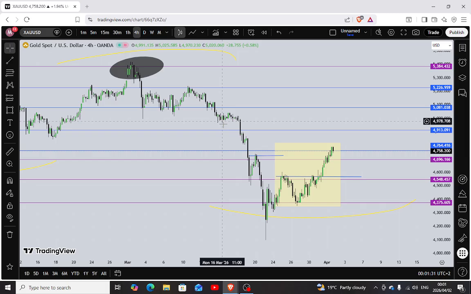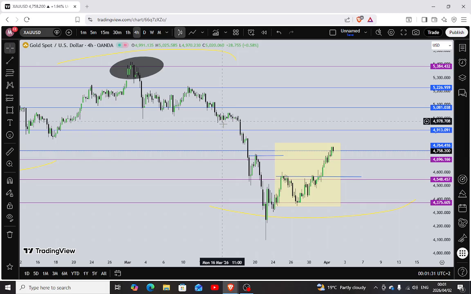So if anything, you wait for support and then a retest of this area again, because more than likely it will come back to test those areas again, right? So you just wait for that and then you take your sell. Let's try to find a position where it was like that. Let's clear this up.